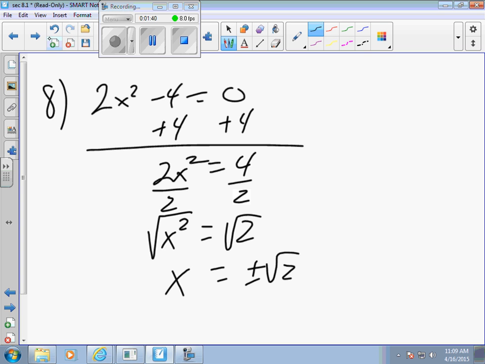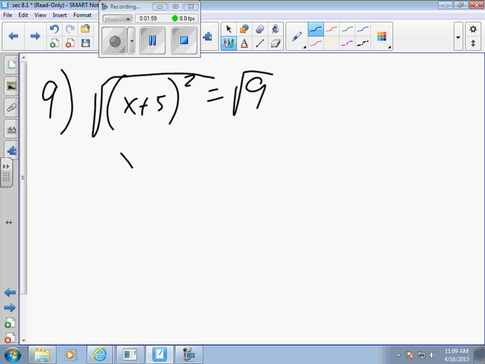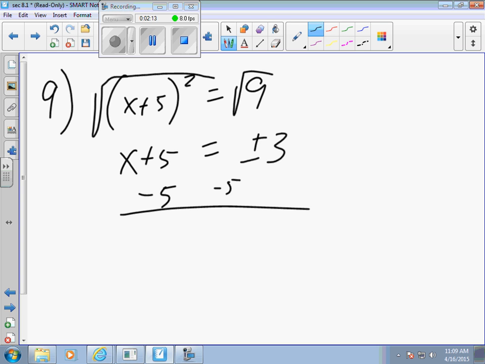Let's do the next one, number 9. It says x plus 5 squared equals 9. Now, because this is in parentheses being squared, we're going to square root. And I get x plus 5, because square and square root are opposite operations. Over here, I get plus or minus, and the square root of 9 is 3.